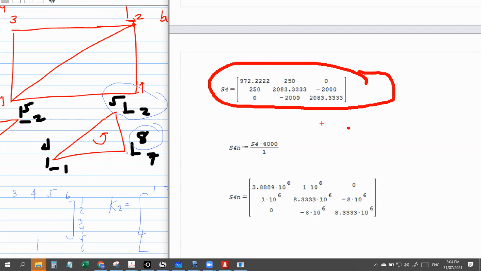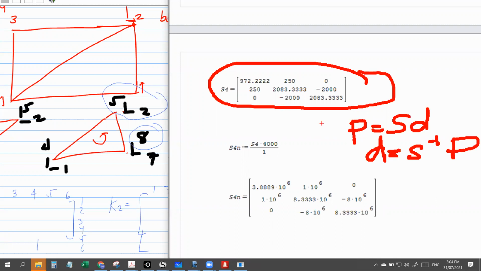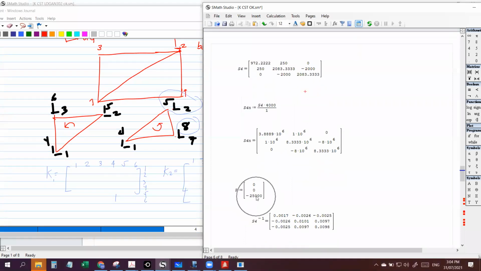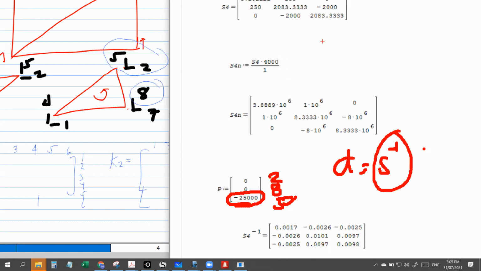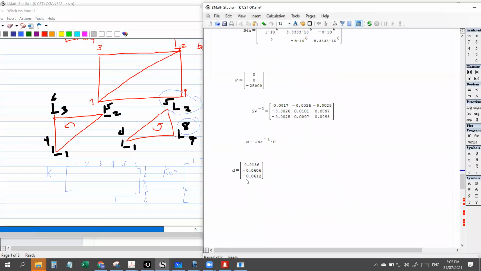Okay. And yun nga, from the formula P is equal SD. So therefore, displacement is equal to S inverse P. So we know S. How about our P? P vector is this one because may applied load tayo sa, diba, this code is 285. So it's applied along degrees of freedom 5. Yung 25 kilonewton. So we know the S matrix, the invert of that, multiplied sa P vector. So D is equal to S inverse P, and you will have this displacement.